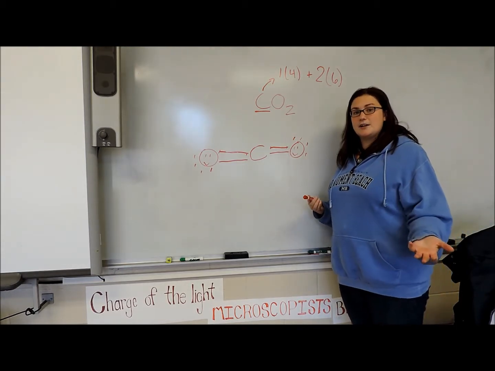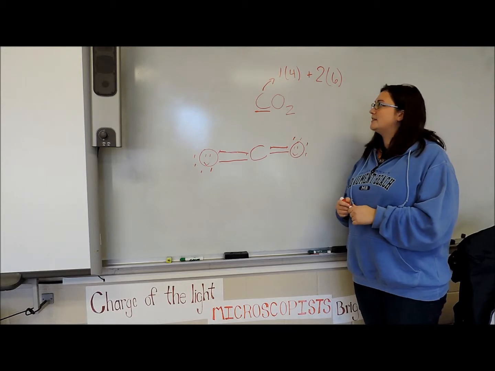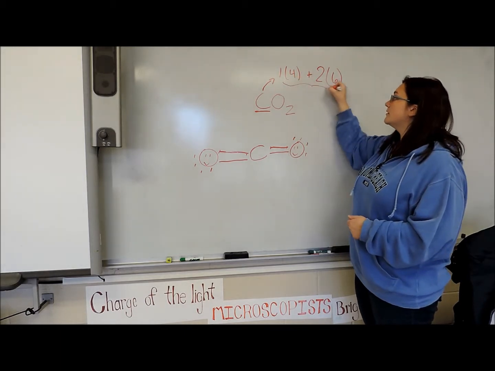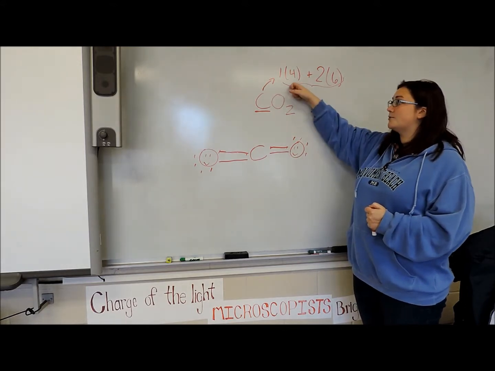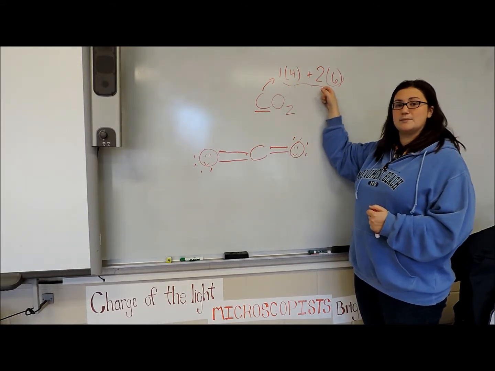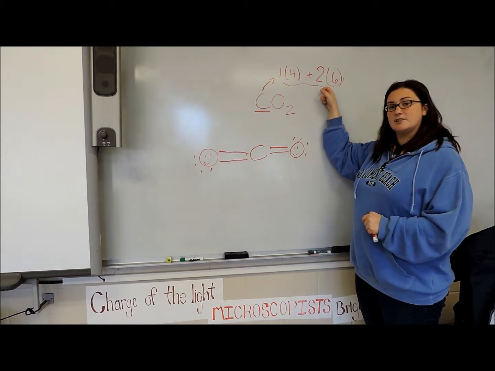If we wanted to double check our work, I mentioned before that you had the ability to do that. What you do is you take a look at how many electrons you have grand total. So there's 4 from the carbon and 2 times 6, which is 12, from the oxygens.